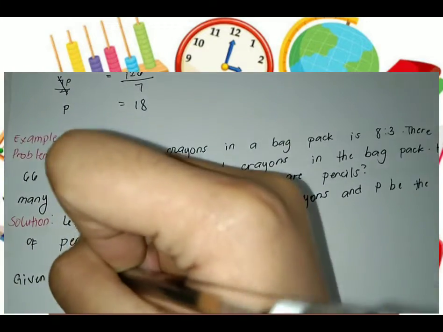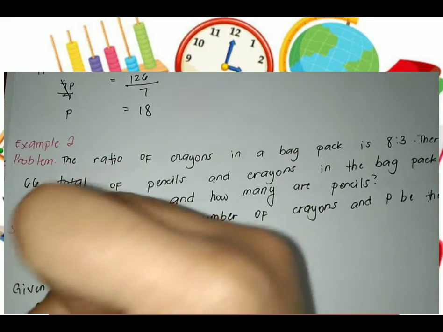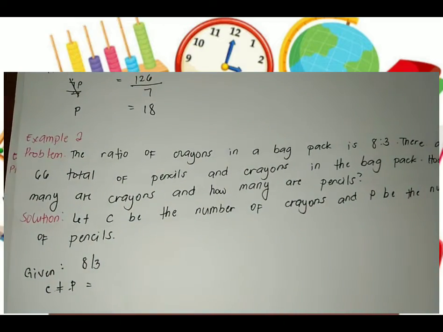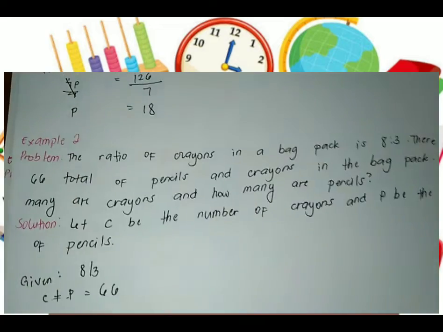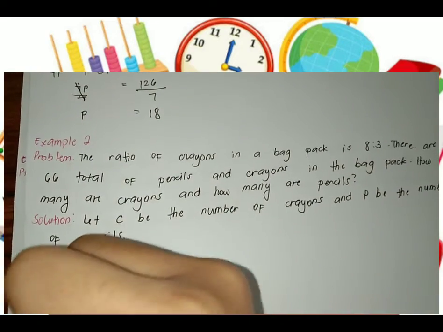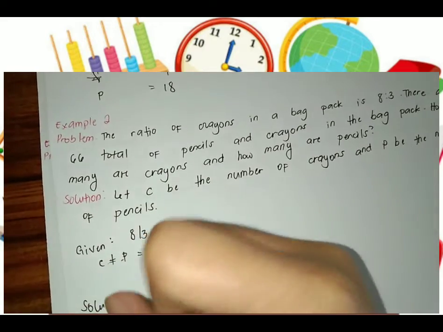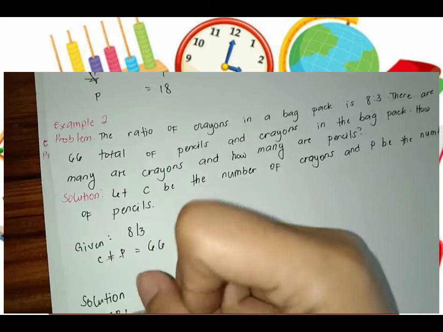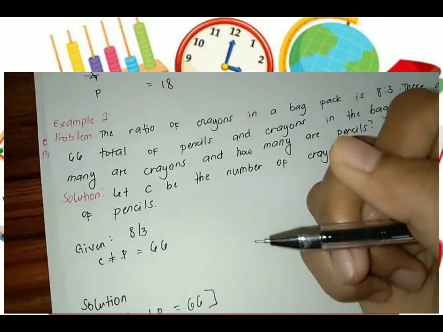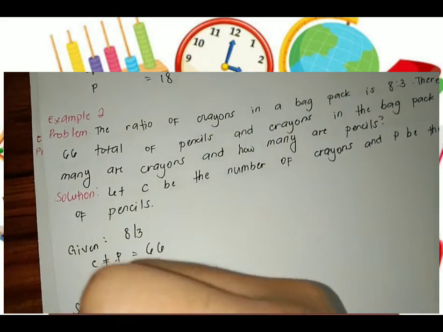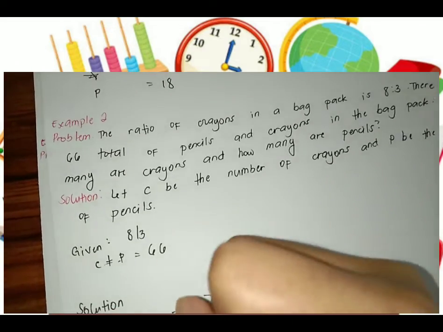So now the way of solving is, we have the givens. Okay, so 8 by 3. Now C plus P, or the total number of crayons and pencils, is 66. So the solution is 3 bracket 8P divided by 3 plus P is equal to 66 bracket. Okay, so we are going to multiply each side. So we have 24P divided by 3 plus 3P.